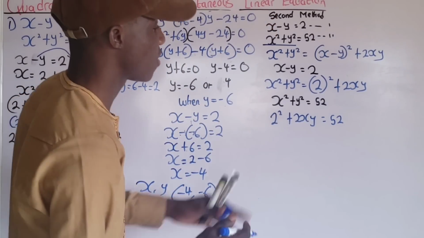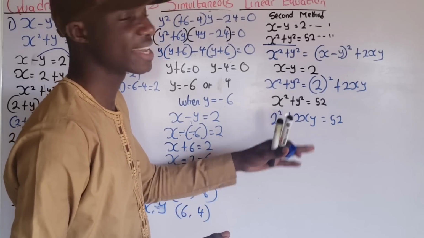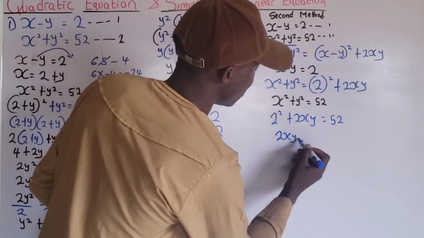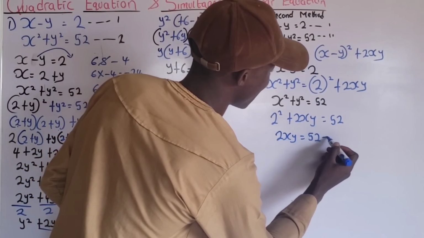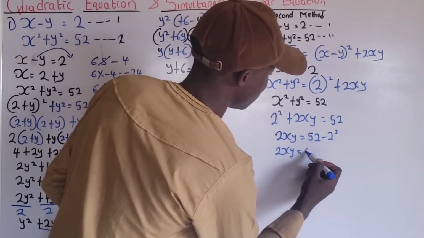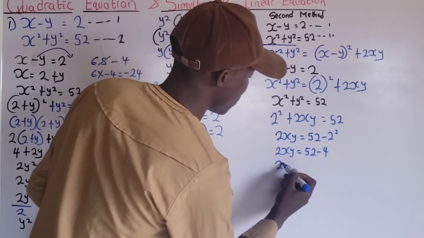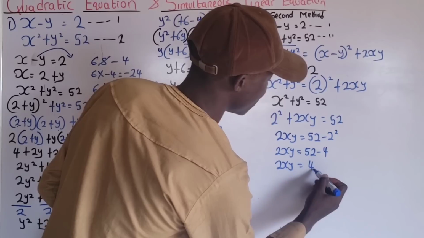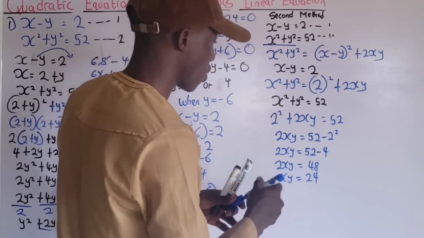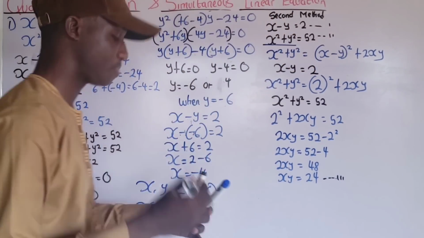Do you understand? Now from this point, let us make xy the subject of the relation. So I'm going to have 2xy is equal to 52 minus 2 squared. Are you paying attention? 2xy is equal to 52 minus 4, so 2xy is equal to 48. xy is equal to 24. Okay? So call this equation 3.